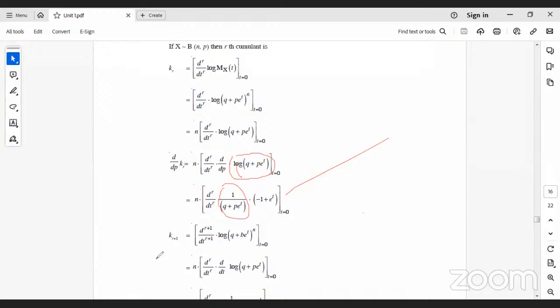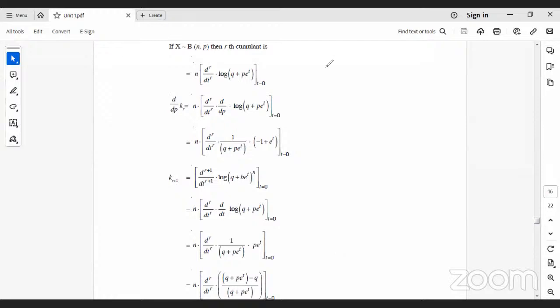Again the plus 1 we are taking here, adding 1 to r: d power r plus 1 by dt power r plus 1 of log (q plus p e power t), and n we are taking here. So n into d power r by dt power r, again 1 by (q plus p e power t). That is the basic fundamental. So p is the constant, only a single number is there, that is 0. So p e power t is there, that is x. So directly write p into e power t. That is the condition what we have written here.